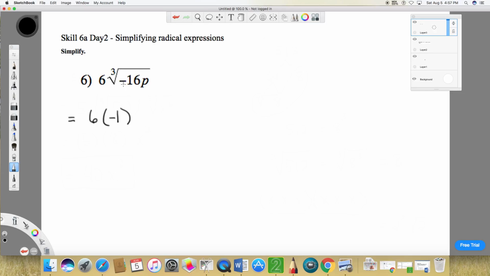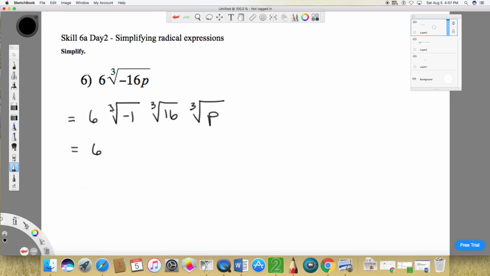So why is that? Well, maybe here, let's break it down a little bit. With multiplication, we can break this down and say that negative is -1 because -1 times a positive 16 is -16. And then I have this variable p. So I can now focus on each of these individual cube roots and see if I can simplify it.